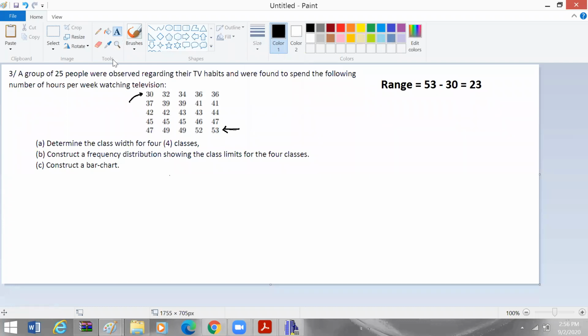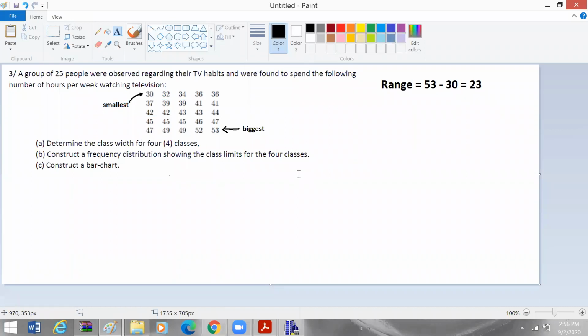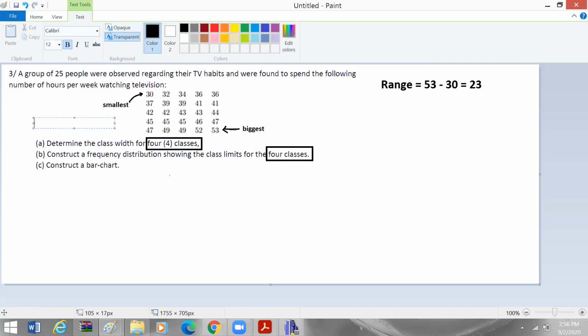So this question was relatively simple because we don't really have to use a lot of eye vision to read that. We can see through all of that. So this is the biggest, right? After we identify the biggest and the smallest number, the next thing that we have to read, which is very important, is four classes. The question asks us to have 4 different classes. That's important on the exam.